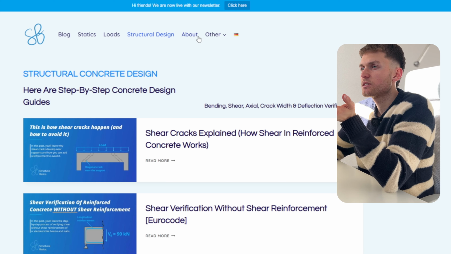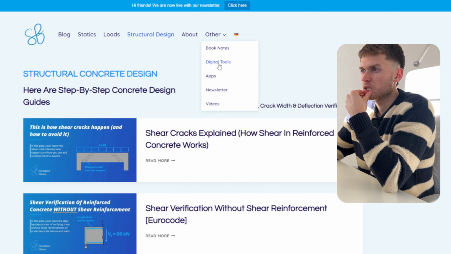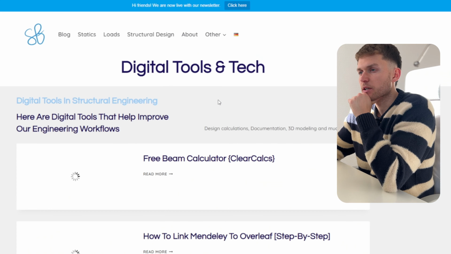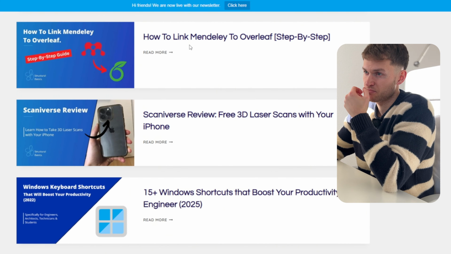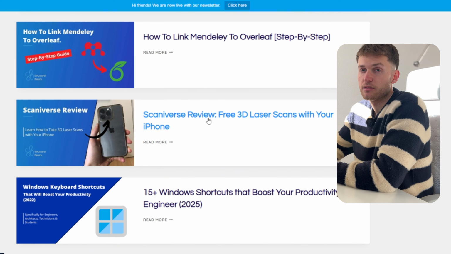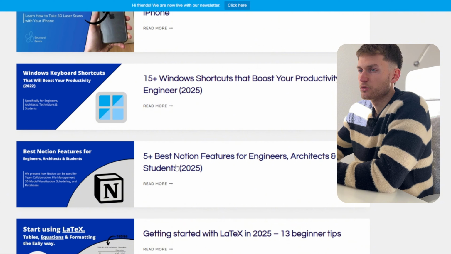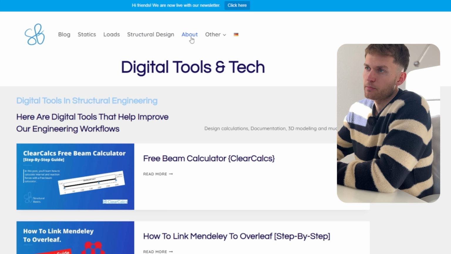And then the last thing is basically, we also have the other section. We have some book notes where I summarized some technical structural engineering books, and we also have some product reviews and digital tools. If you click on here quickly, we have a guide on a free beam calculator, how to use it, how to use Scanniverse, it's like a 3D LiDAR scanning app, shortcuts to boost your productivity, Notion, and how to get started with LaTeX. Bunch of stuff there. And then we have the about page.